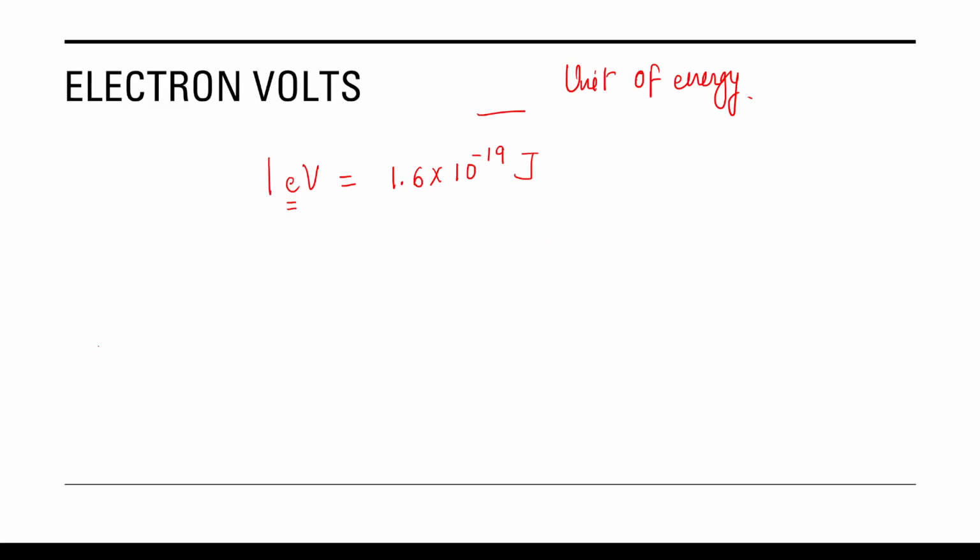You'll see sometimes 4.2 electron volt energy, converted into joules. Pause the video and find out. You just need to multiply it by this. If I use my calculator, 4.2 times 1.6, I'm getting 6.72. I hope you got the same. So 6.72 times 10 to the power minus 19 joules.